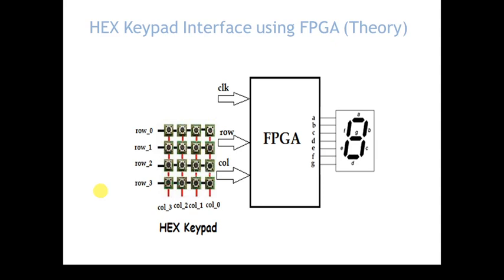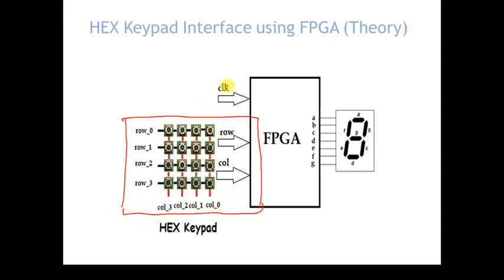Before writing any VHDL code, we first have to understand the theory or the logical diagram behind any project. So let us say we have to interface a hex keypad with the FPGA. For that, on our development board we have a hex keypad, right? It has 4 rows and 4 columns. We will try to understand how it works.